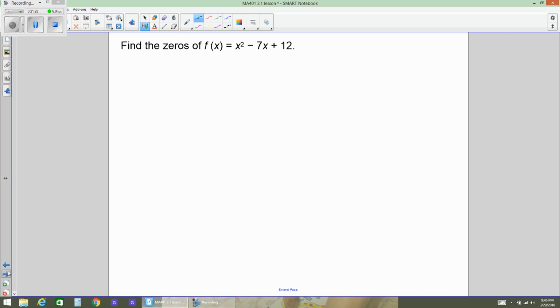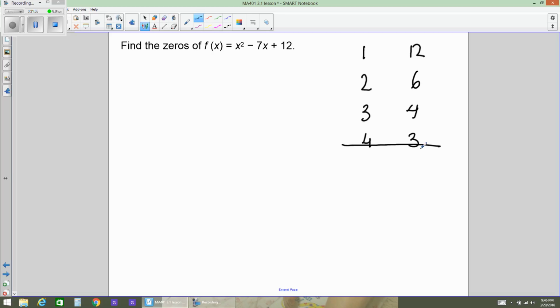Okay, let's try some more. Find the zeros. Okay, we've got a 12 here. So you're thinking, what multiplies to make a 12? A 1 and a 12, 2 and a 6, 3 and a 4, 4 and a 3. Oh, we already have a 3 and a 4, so we're done. Now, combine those looking for a 7.